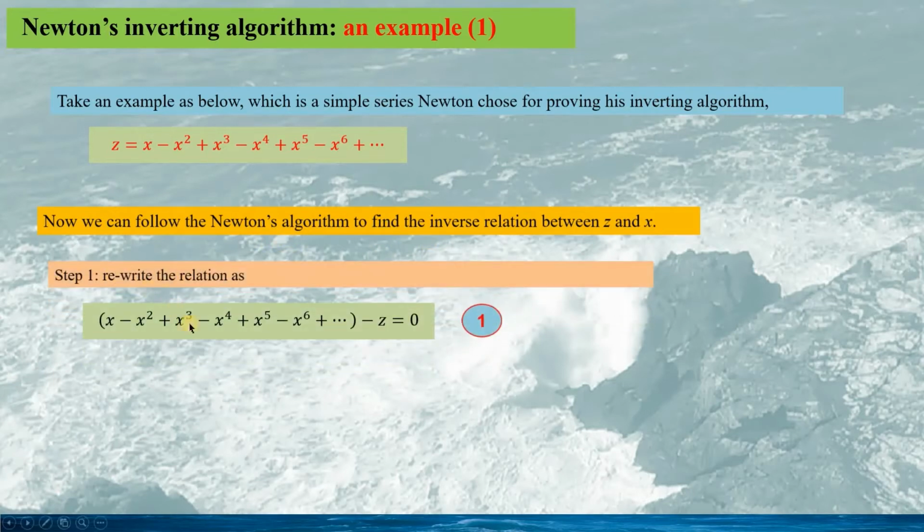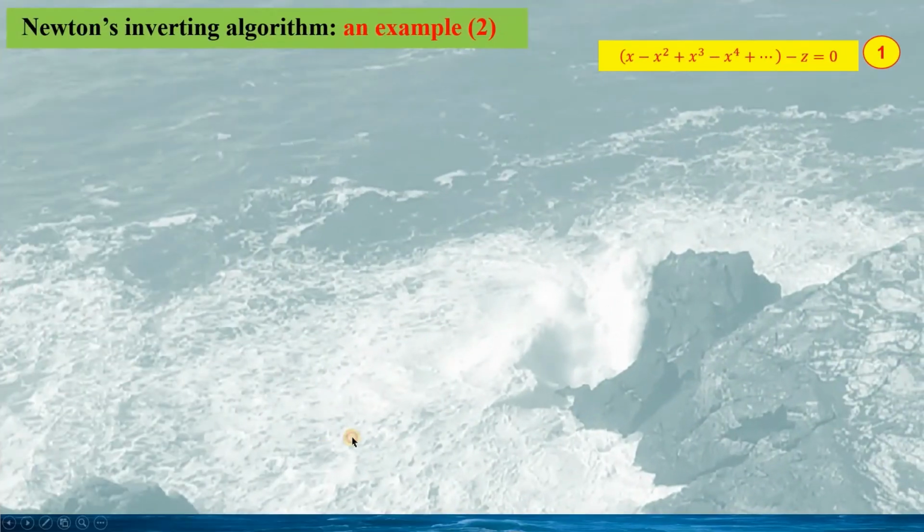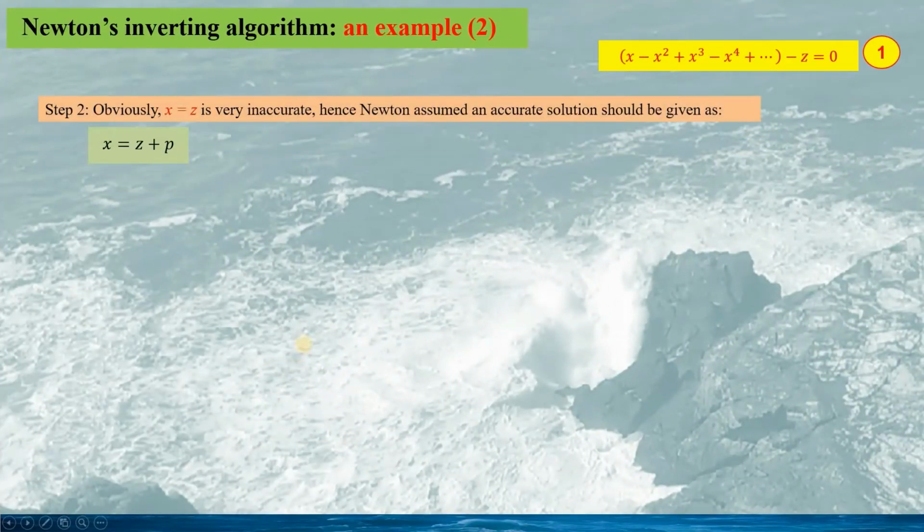Step 1. We rewrite the relation of the series like this, and name it equation 1. In this step, a very brutal approximation can be taken by dropping all the higher order terms of x. So we have the approximation x equaling z. Obviously, x equaling z is not accurate.